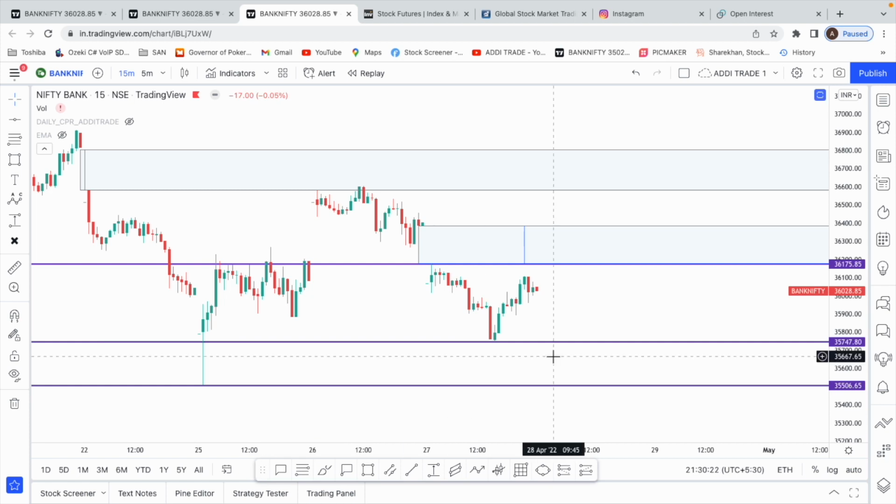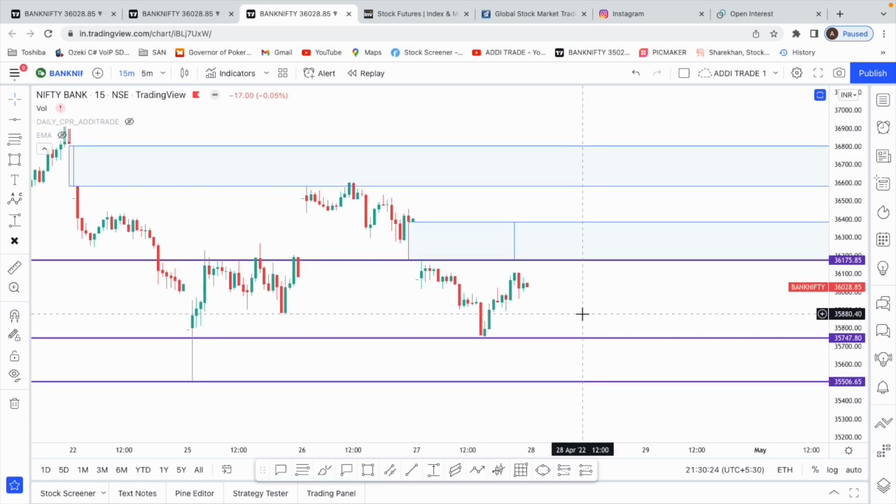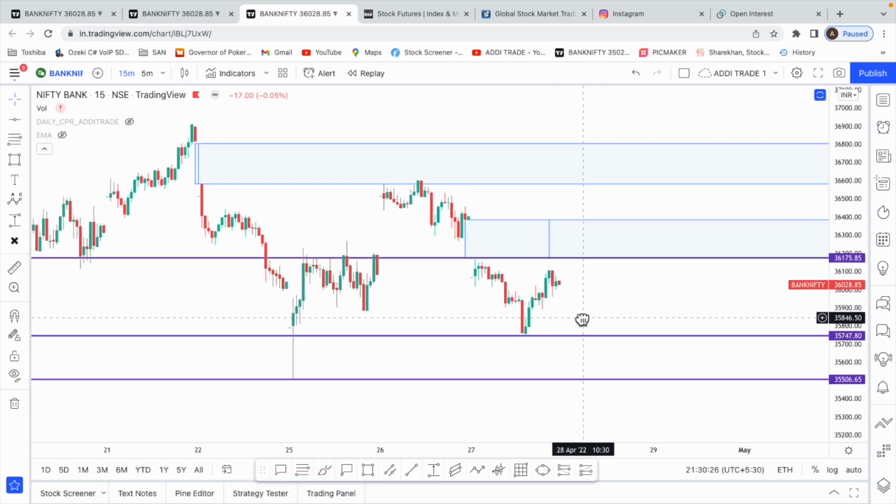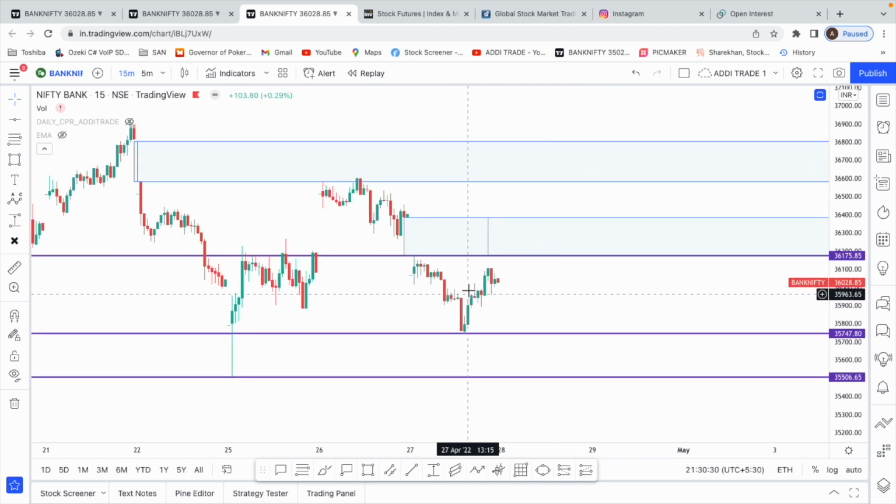It's not a sure shot call that I provide. It's just the intraday analysis that I post there. Now coming to the trade possibilities for tomorrow, these are the levels that we have.